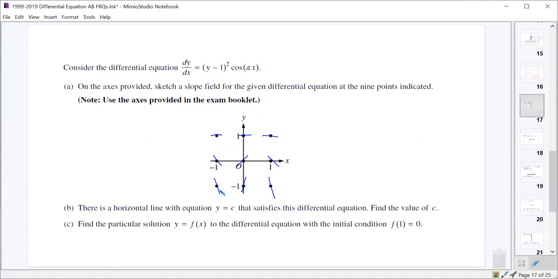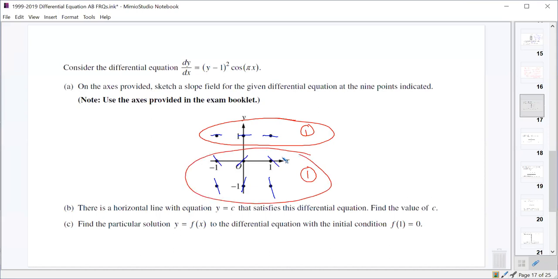Does that look about right to everybody there? How do we feel about that? 1 point for those ones and 1 point for those ones.